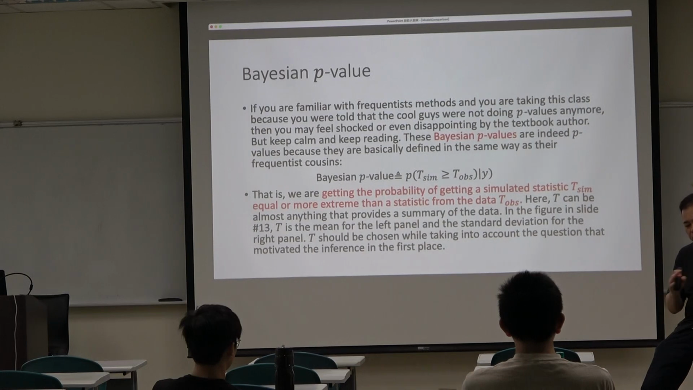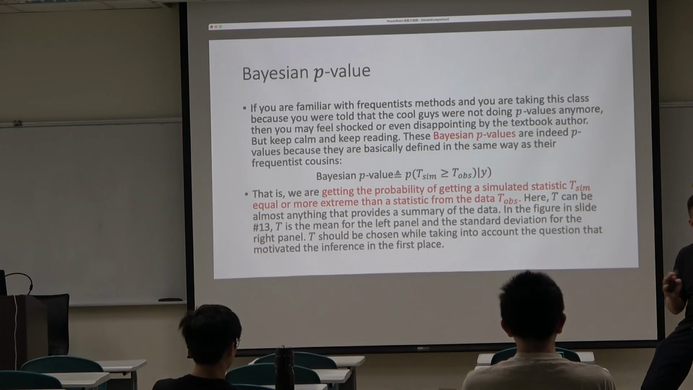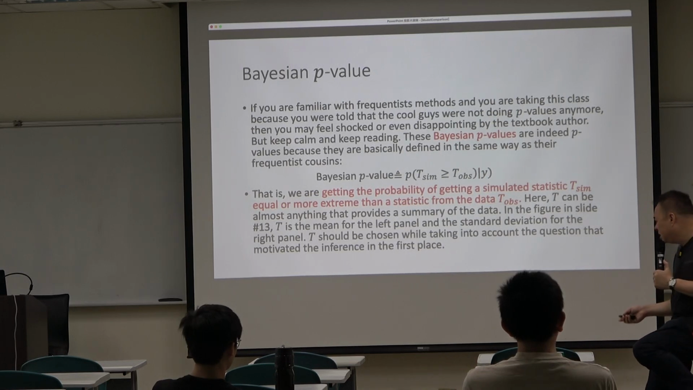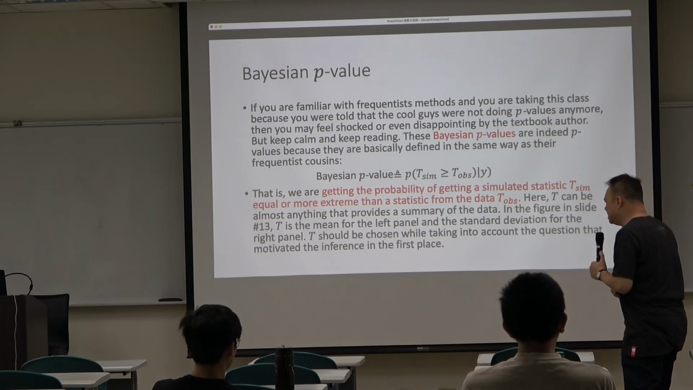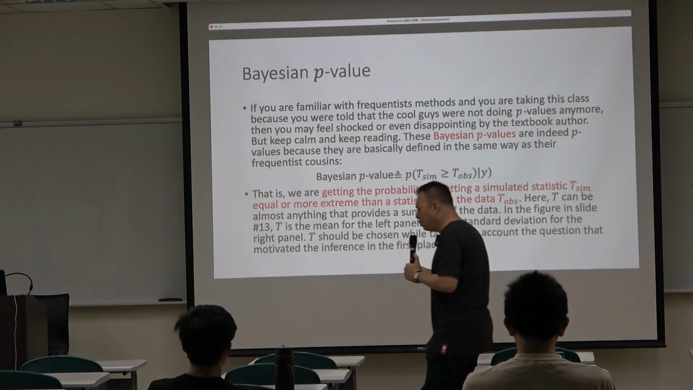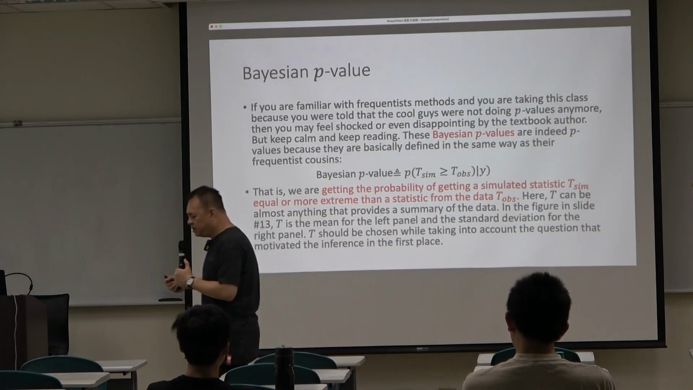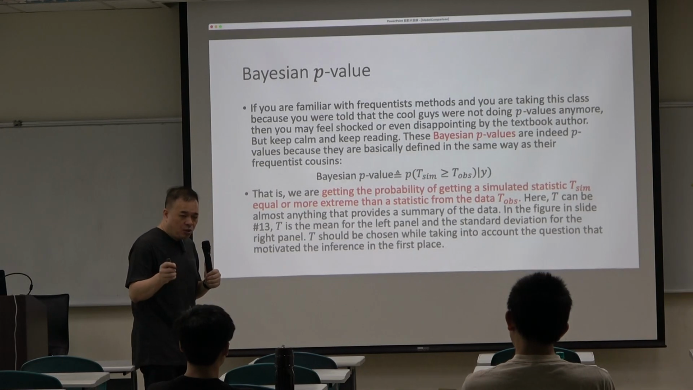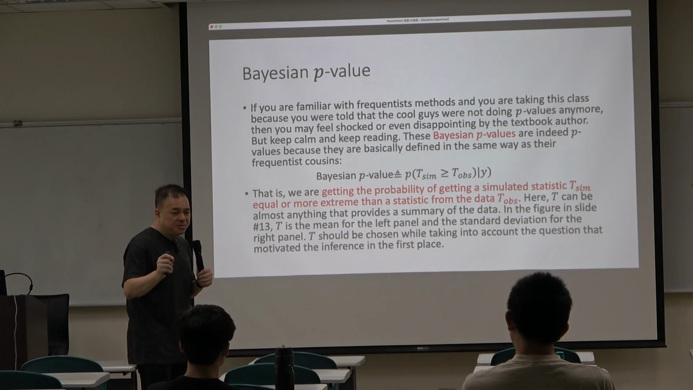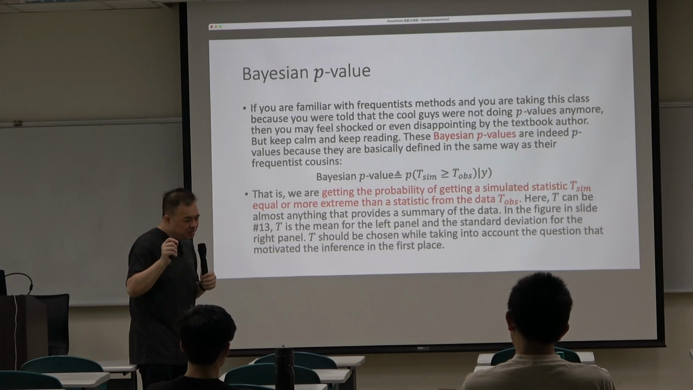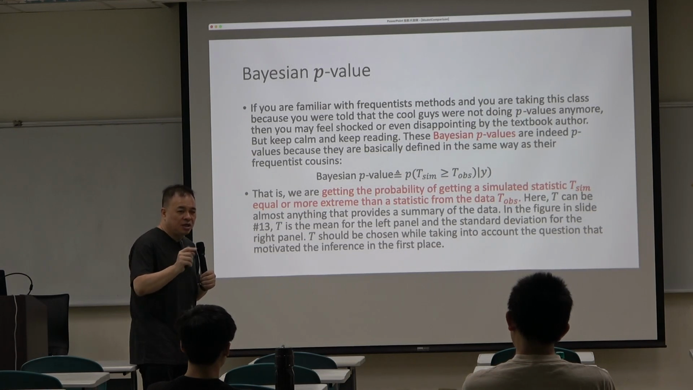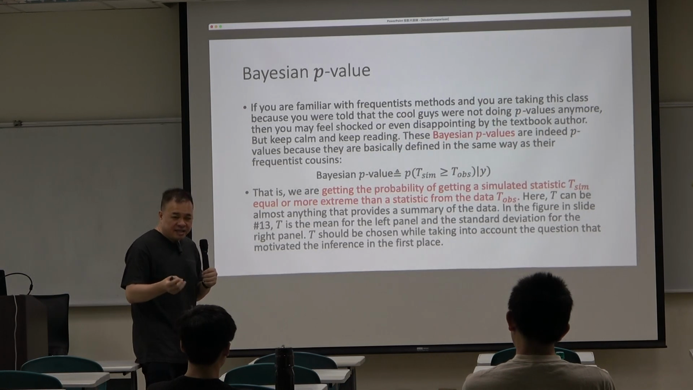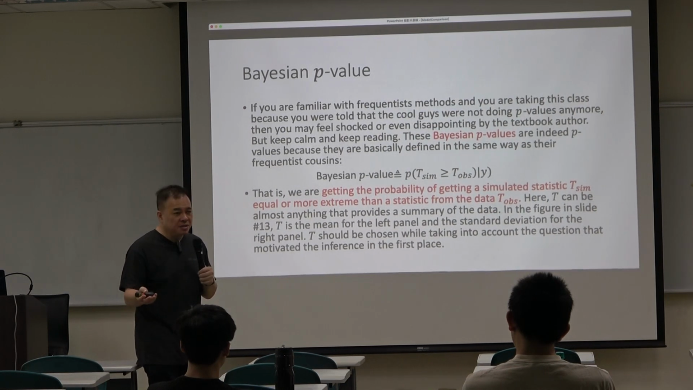to identify which model is better. This is what we call the Bayesian p-value, and also why it is different from the frequentist p-value. You need to understand this. Things like this could appear in the final exam.